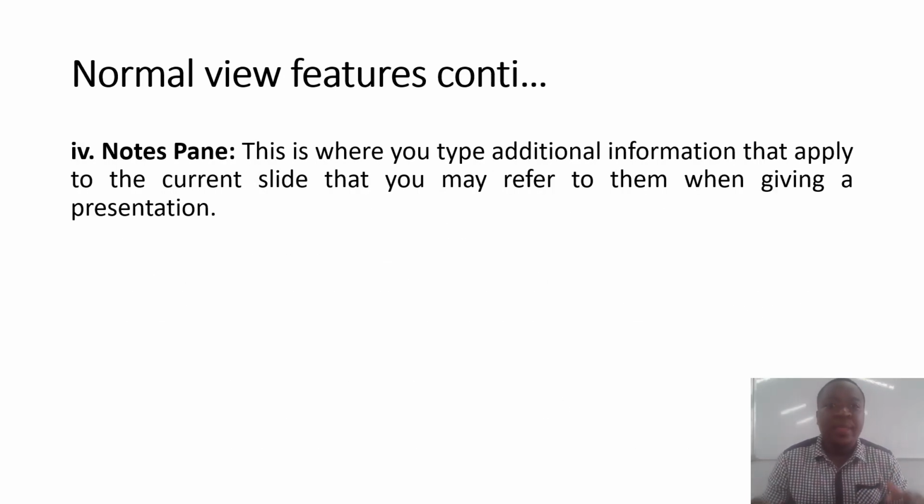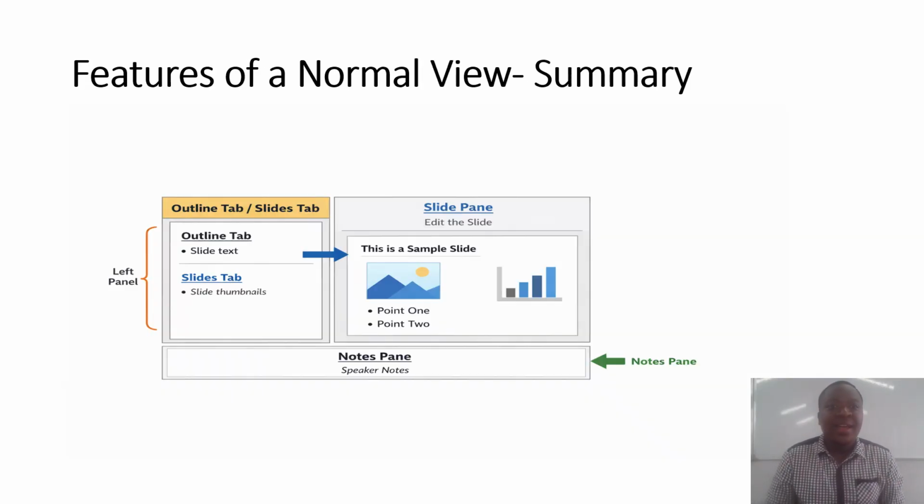Now let's go to notes pane. Notes pane, this is where you type additional information that applies to the current slide that you may refer to when giving a presentation. So it is found down. That's where you find the notes pane. Look at the image closely. This is a summary of features of a normal view.